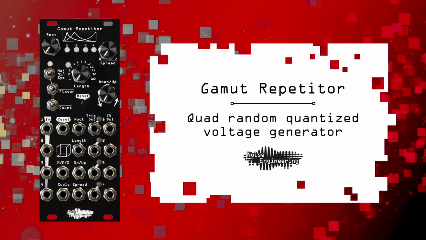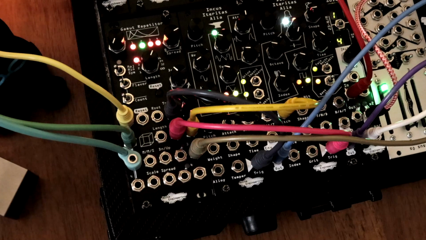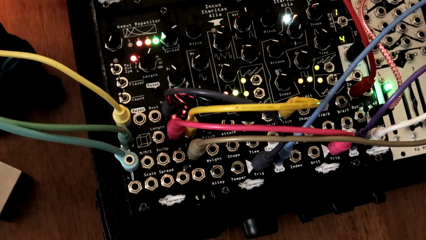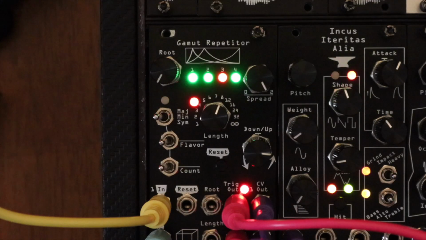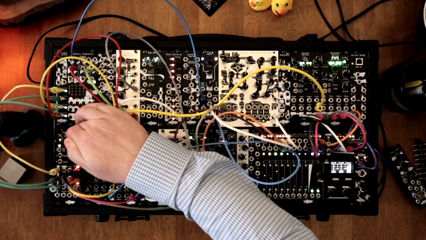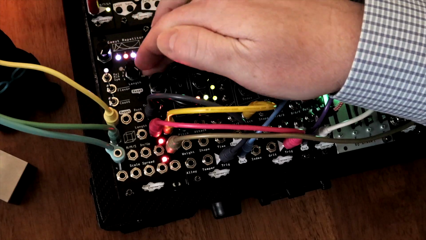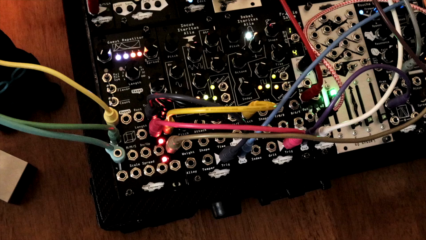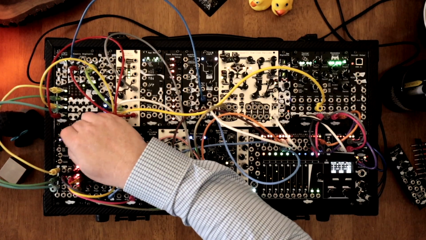Noise Engineering is expanding the Repetitor line with Gamut Repetitor. This 10 HP module is a 4-channel quantized random voltage generator packed with features like adjustable looping, octave spread, key, and scale settings. Send Gamut a trigger pattern, turn up the length, and watch as it conjures up the 4 quantized patterns, producing anything from mesmerizing melodies to chaotic voltages.